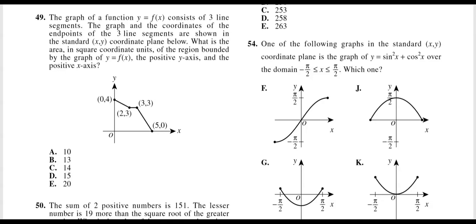Okay, 49. The graph of the function y equals f of x consists of 3 line segments. So this isn't any kind of normal looking continuous function. It's just 3 line segments. The graph and the coordinates of the endpoints of the 3 line segments are shown in the standard coordinate plane below. What is the area in square coordinate units of the region bounded by this graph, the positive y-axis, and the positive x-axis? So all of that stuff inside that weird area right in here, which I shall erase since I've covered up a point.